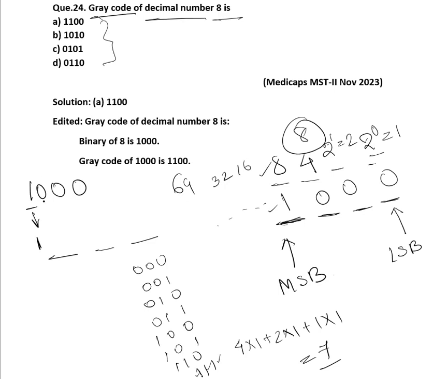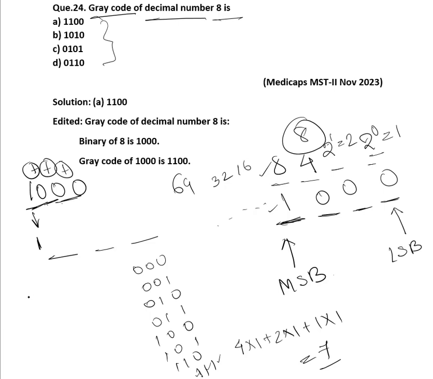Then we will XOR the two adjacent bits. 1 and 0 will be XORed together. Then the next two adjacent bits, 0 and 0, will be XORed together, and the next two adjacent bits, 0 and 0, will be XORed together. These 3 results we write alongside the 1, and this will be our equivalent gray code.